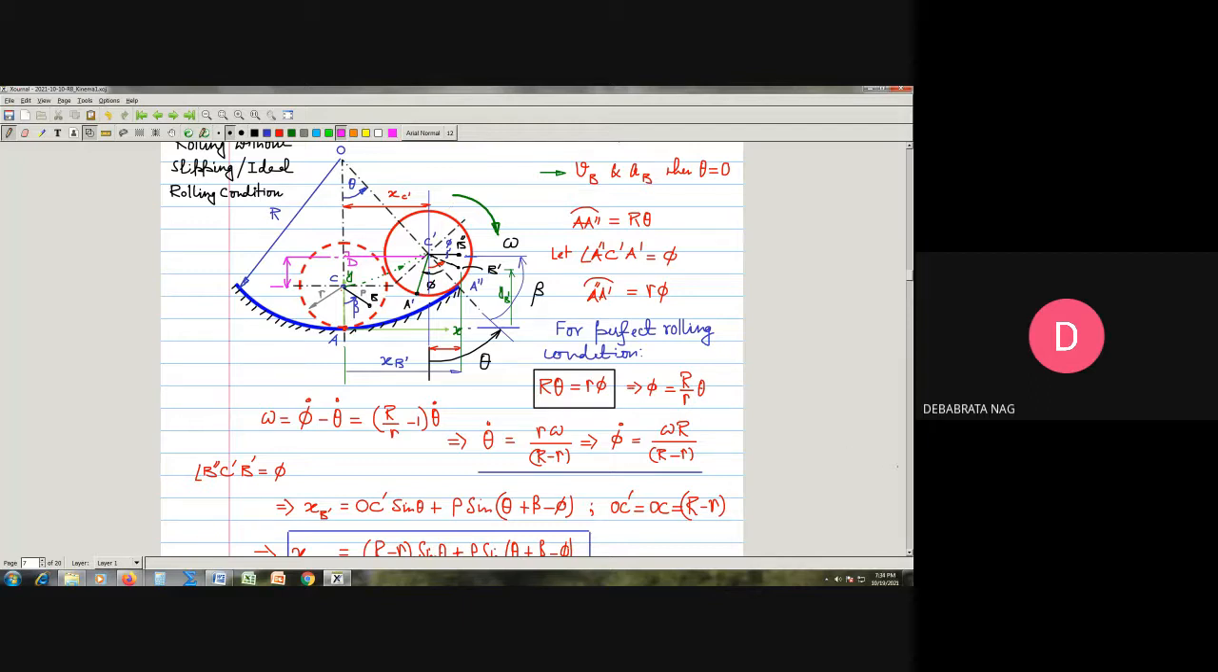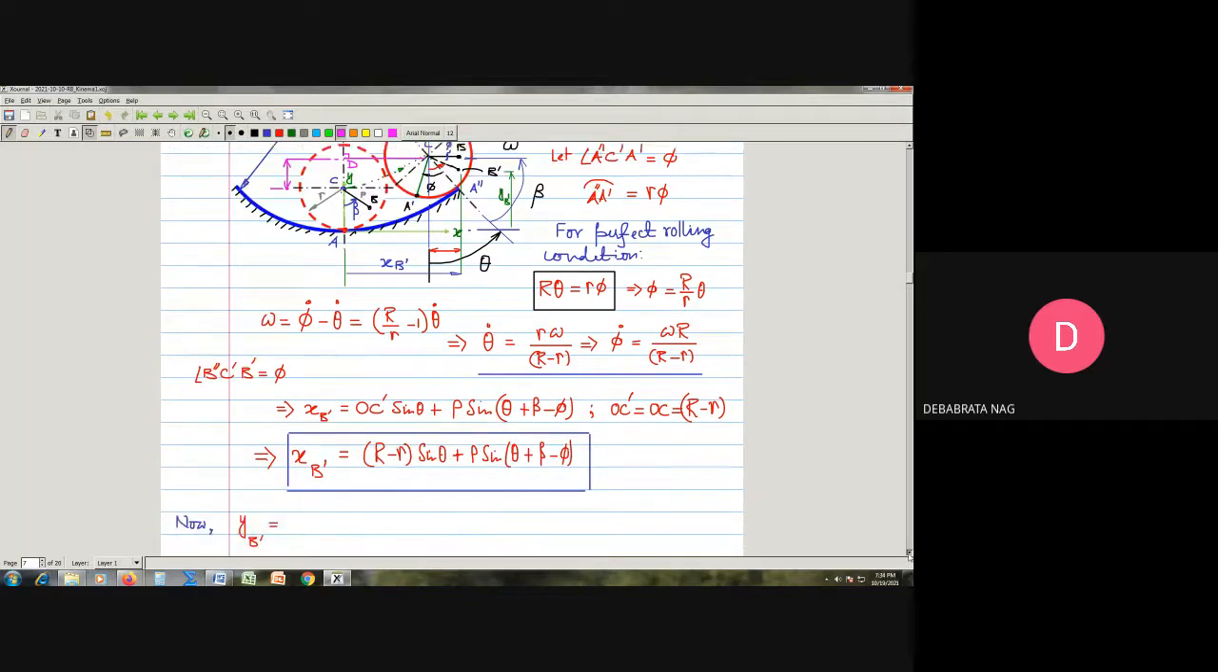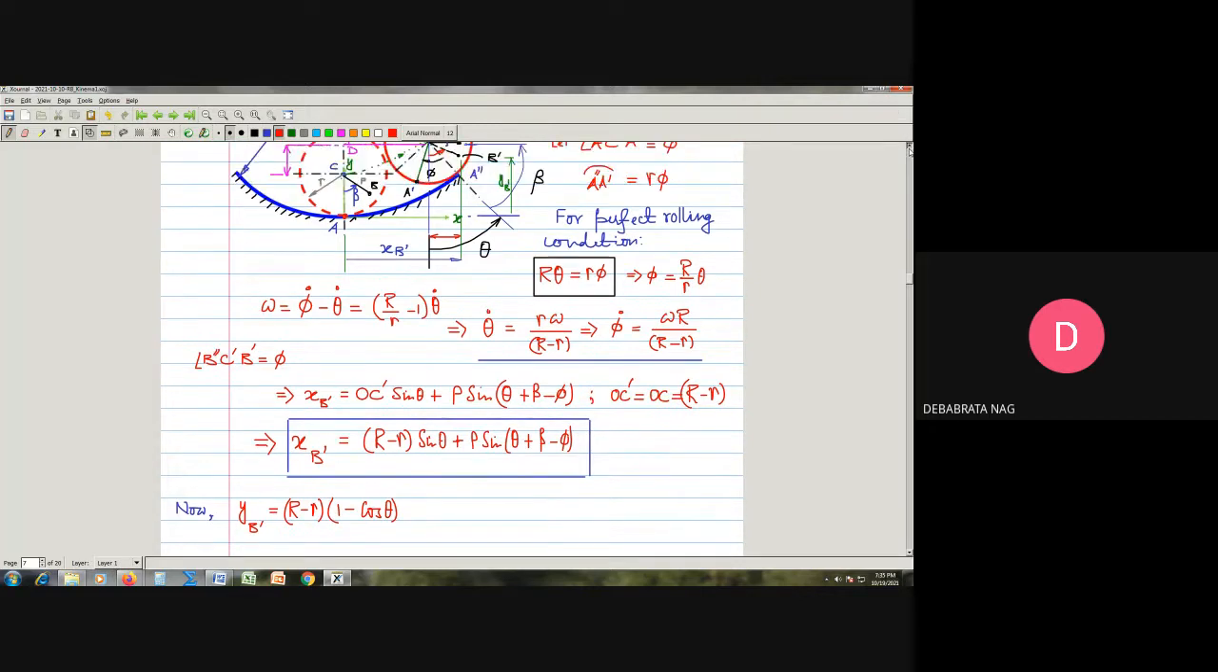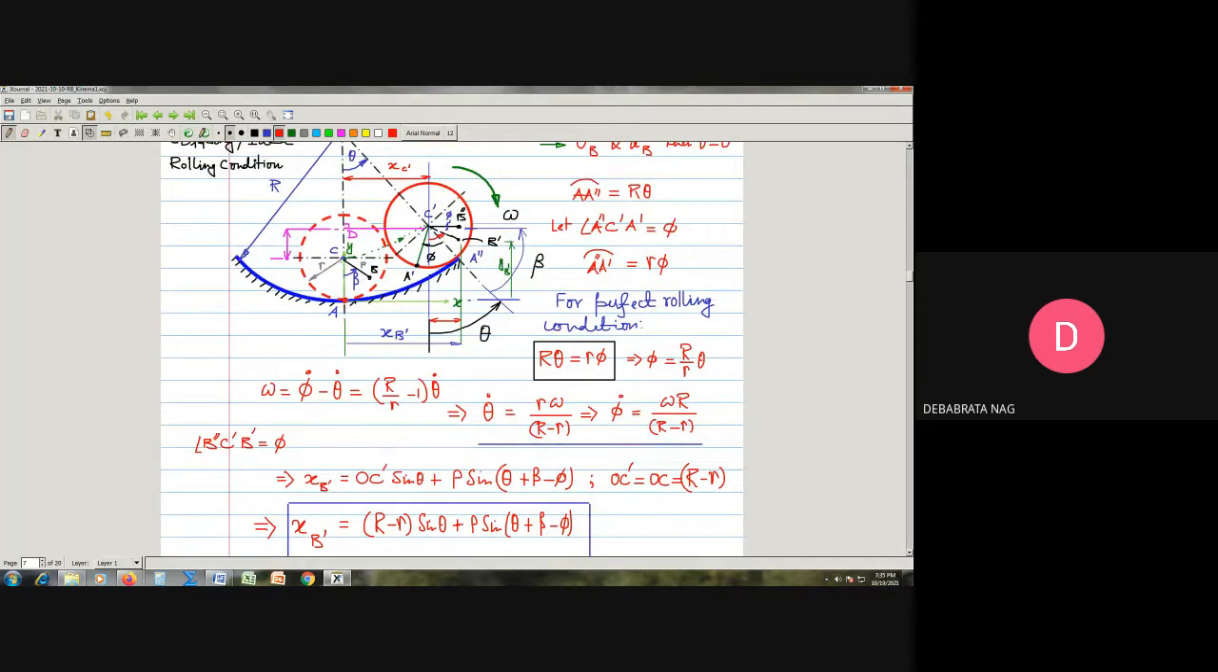So we can say from here that YB dash is going to be equal to, sorry, we can write it in this manner. We can say that this is going to be equal to capital R minus small r into 1 minus cos of theta. So that is going to be our height from the point A to the, sorry, because we are trying to calculate the height from here only, right? So we need to add to it.